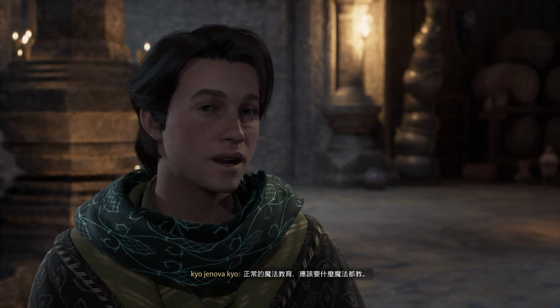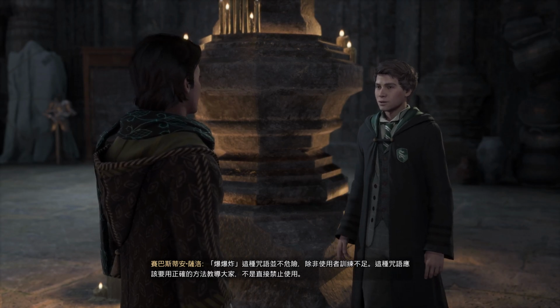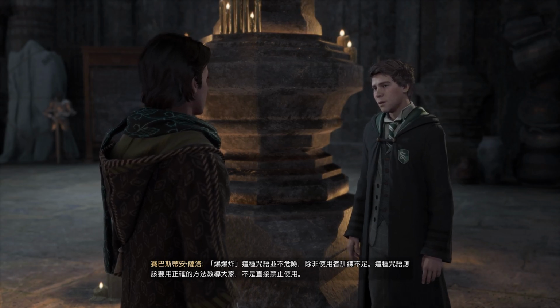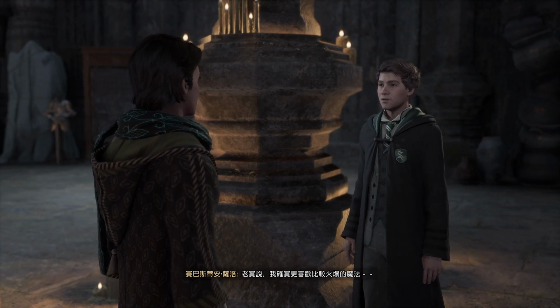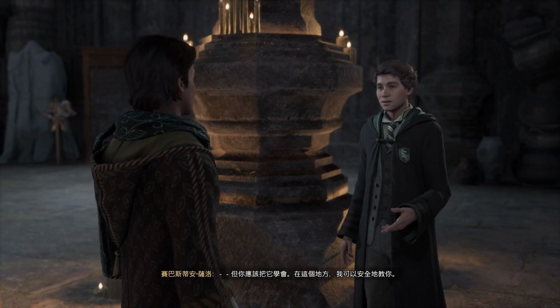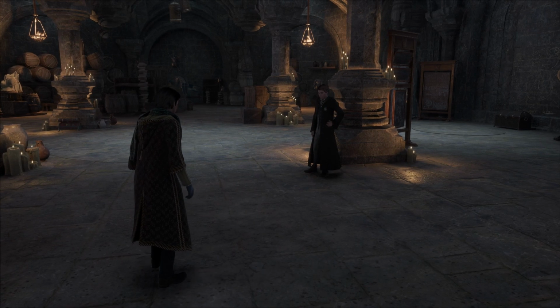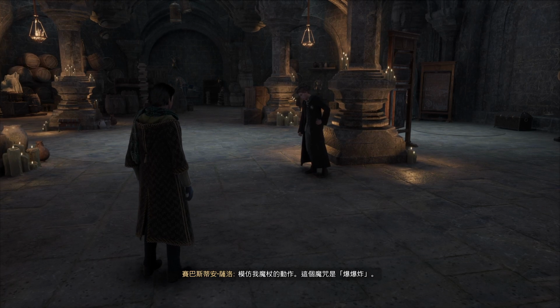A proper magical education ought to include all magic. My thoughts exactly. A spell like Confringo is only truly dangerous in untrained hands. Such spells should be properly taught, not banned. To be fair, I'm admittedly partial to more fiery forms of magic, but you should learn it. I can teach it to you safely here. It may take a while to get the feel for it. Mimic my wand movement. The incantation is Confringo.